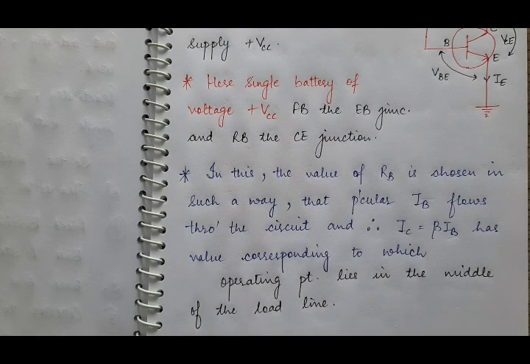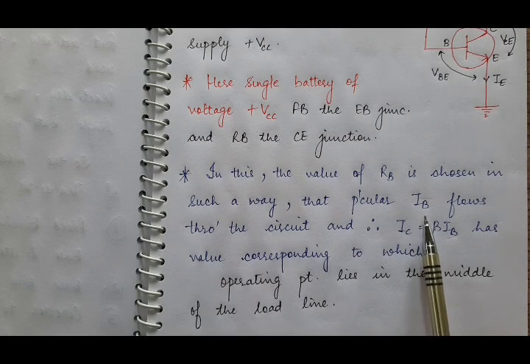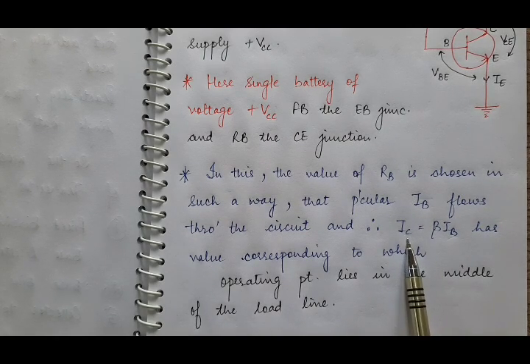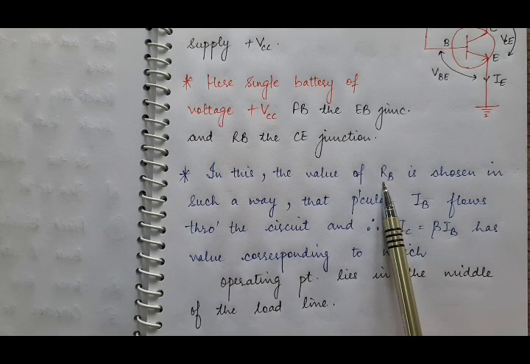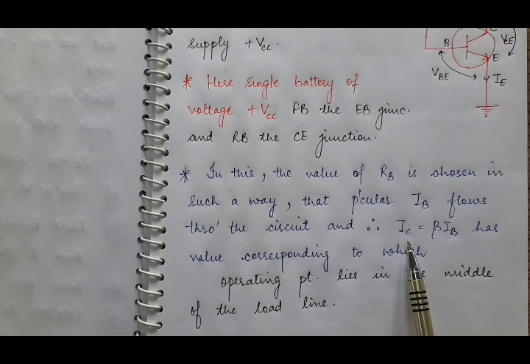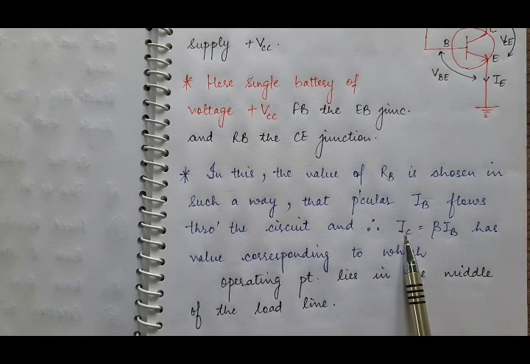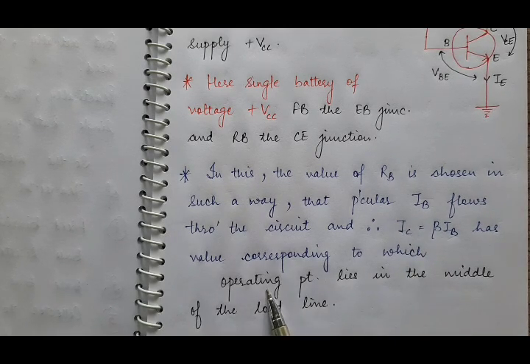So here we have chosen the value of RB in such a way that a controlled, fixed value of base current flows through the circuit, and what will this fixed value of base current do? It will fix the value of collector current. So we will choose that value of RB corresponding to which the resultant collector current corresponds to the operating point which lies in the middle of the load line.